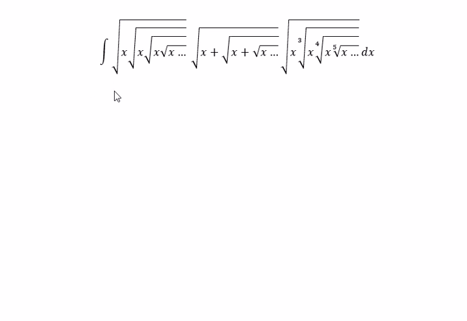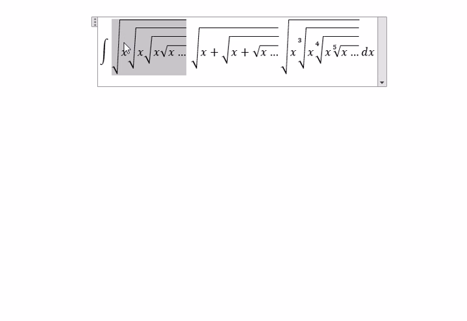We have the integral of square root of s, square root of s, and so on, multiplied with the square root of s plus the square root of s and so on. And we multiply with the square root of s, the cubic root of s, the fourth root of s, and so on. So I will show you the technique for how to answer the question. Let's consider this one first.